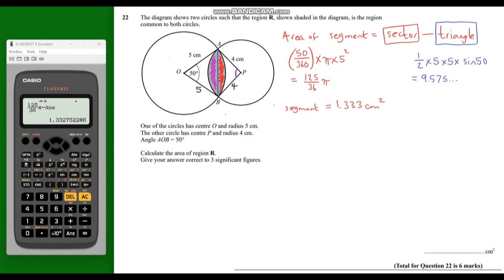So the cosine rule is a squared equals b squared plus c squared. Let me write it down actually. The cosine rule is a squared is equal to b squared plus c squared minus 2bc times the cosine of A. And we have all of the information we need. So it's going to be 5 squared plus 5 squared minus 2 times 5 times 5 times the cosine of 50 degrees.